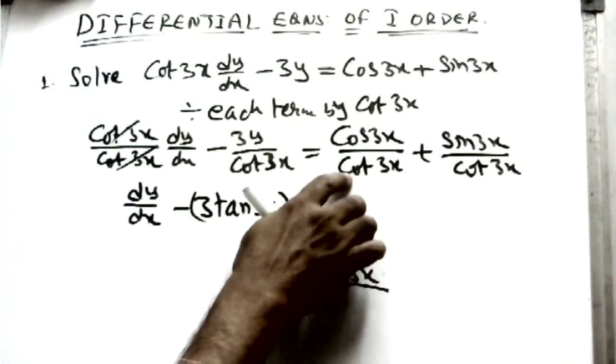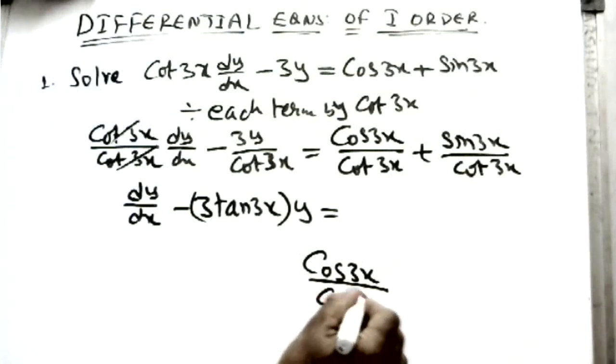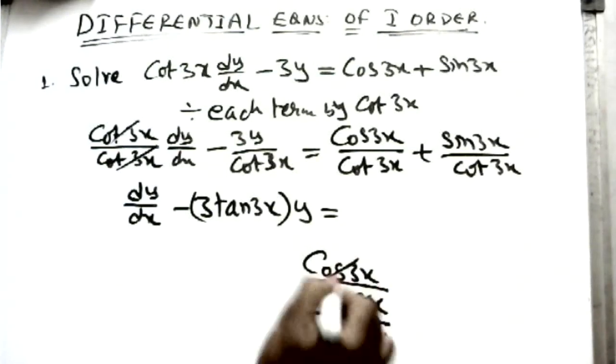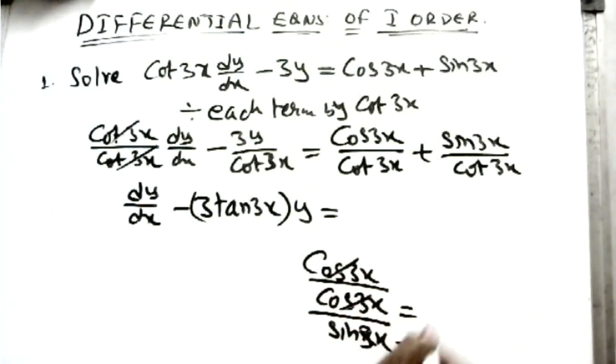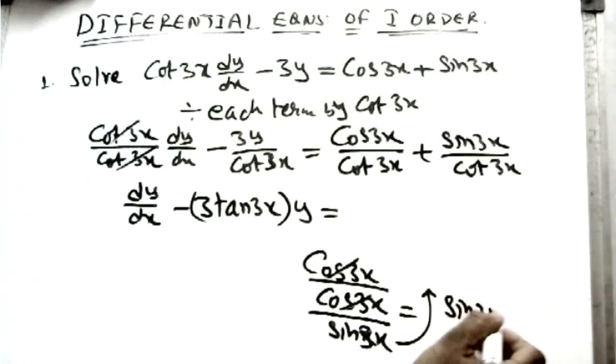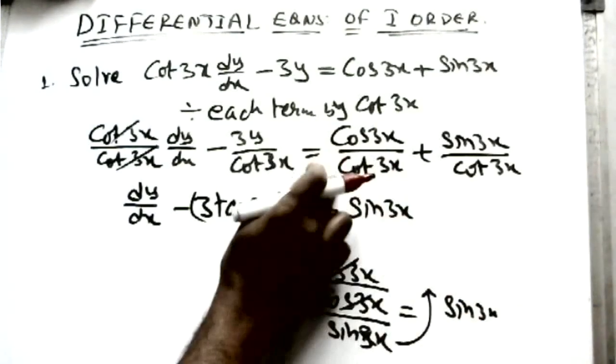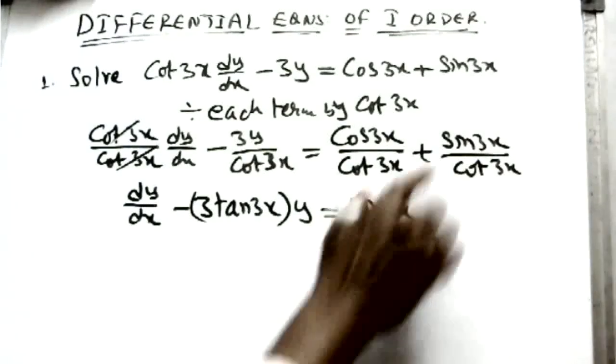It is cos 3x by, what is the formula of cot? Cot is cos by sine. So this will be cos 3x by sine 3x. This cos 3x will get cancelled. This will get in the numerator, sine 3x. So the value of this will be sine 3x, first step.